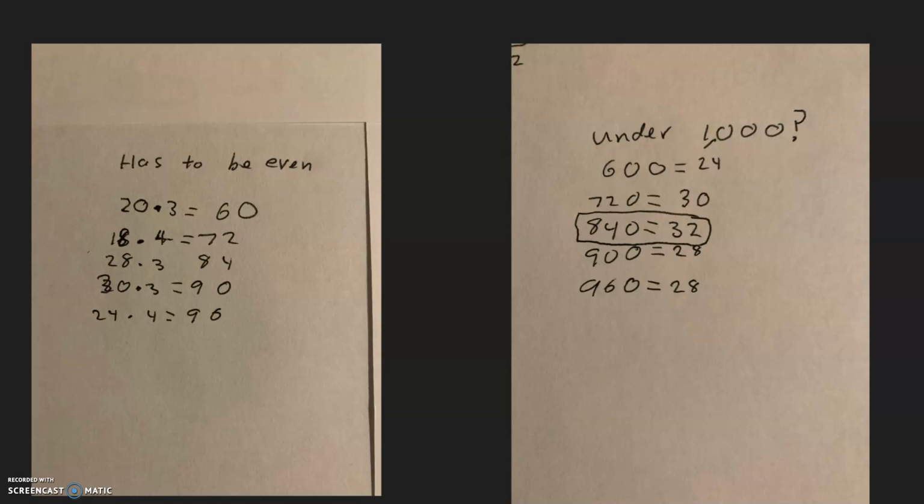Okay, so we know 840 has 32 factors, but that means there are actually 16 pairs of factors between them, which must be noted. So we know that 840 is the biggest, and I checked my answer and it was correct.